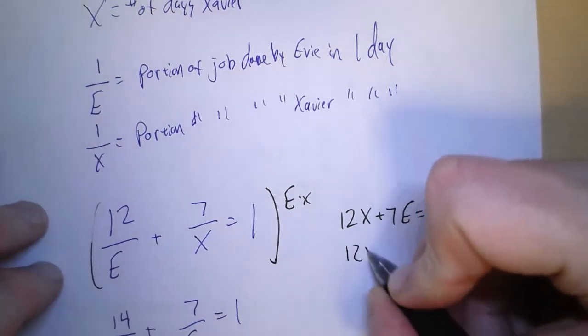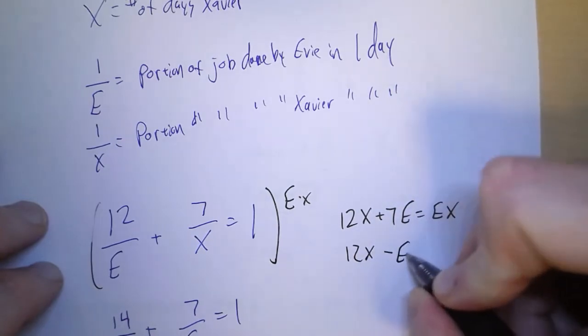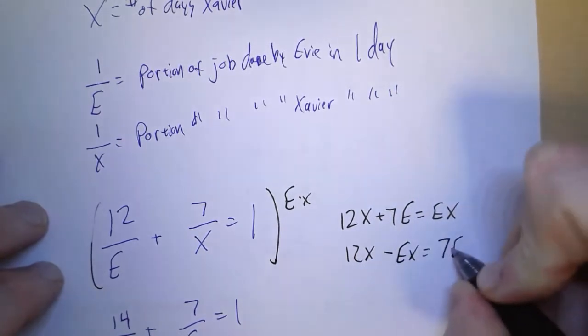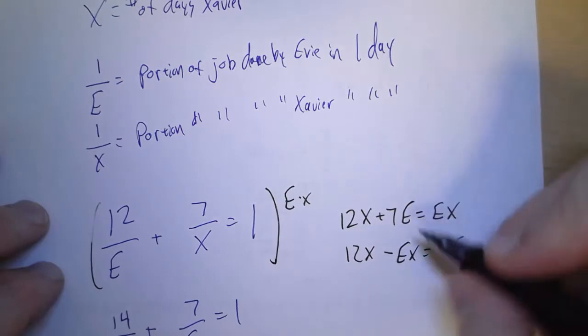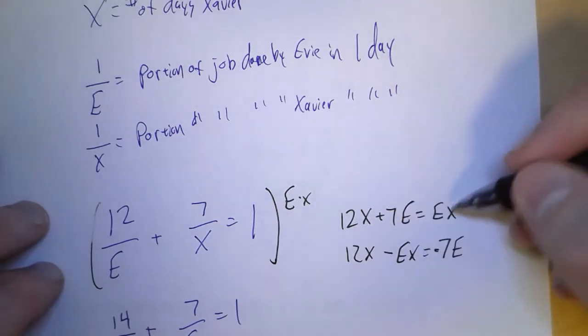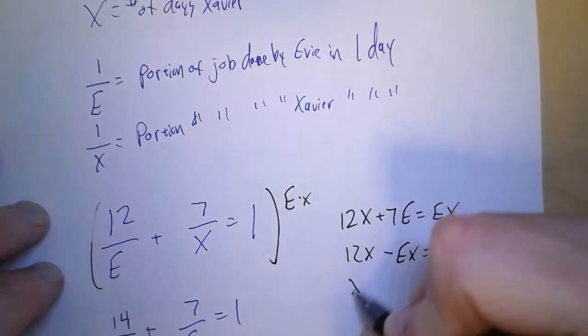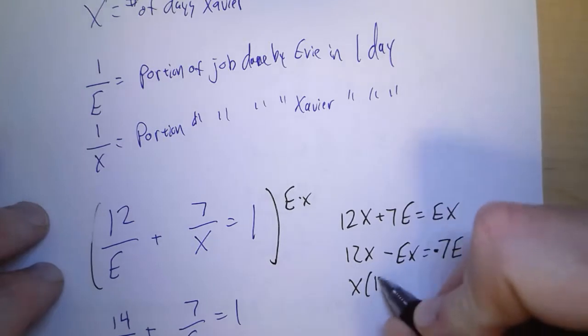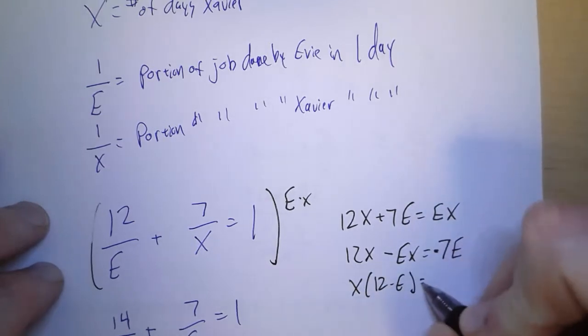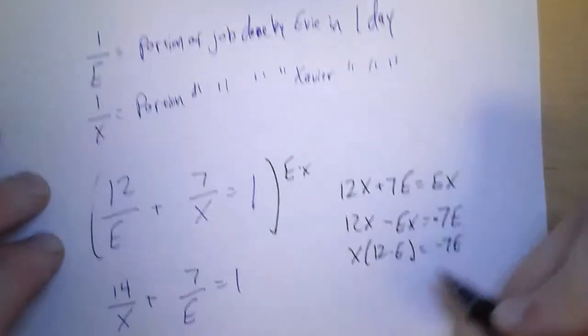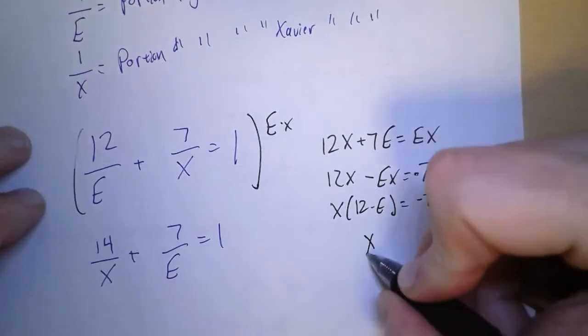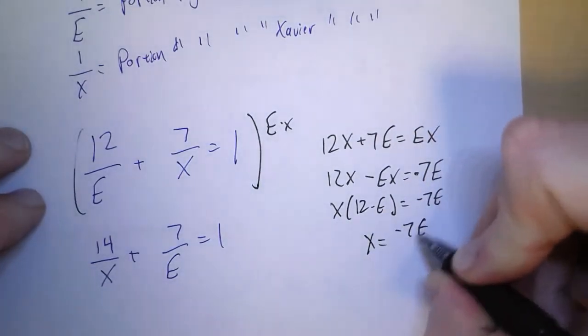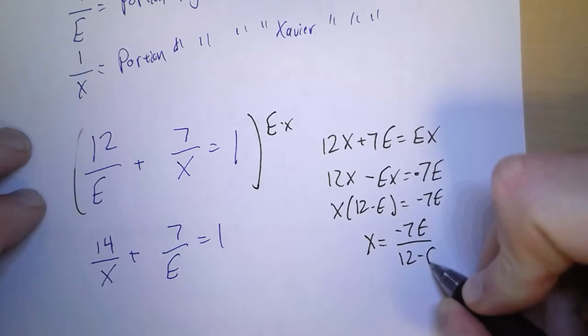So I take 12x minus EX equals negative 7E, because I subtracted this over and subtracted that over. And then we factor out an x. So we have x times 12 minus E equals negative 7E. So x equals negative 7E over 12 minus E.